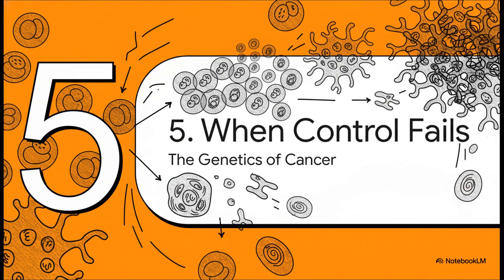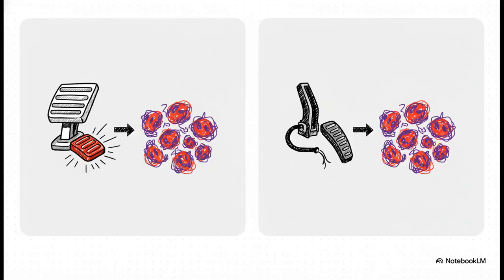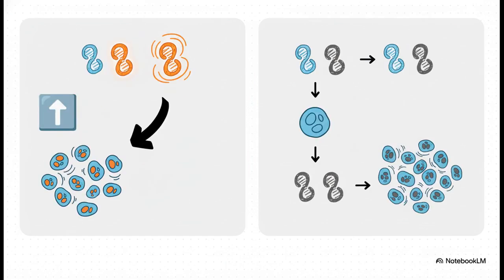And for our last topic, let's look at what happens when the cell's own internal controls completely break down. That's when you get the uncontrolled cell growth we call cancer. And here is probably the most powerful analogy to understand the genetics of cancer. You've got proto-oncogenes, which are like the gas pedal. They tell the cell to grow. And then you have tumor suppressors, which are the brakes. They tell the cell to stop. Cancer happens when the gas pedal gets stuck down or when the brakes get cut.